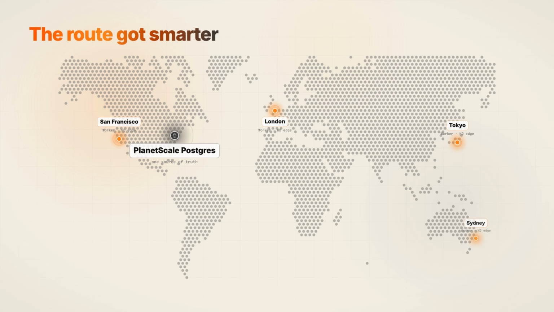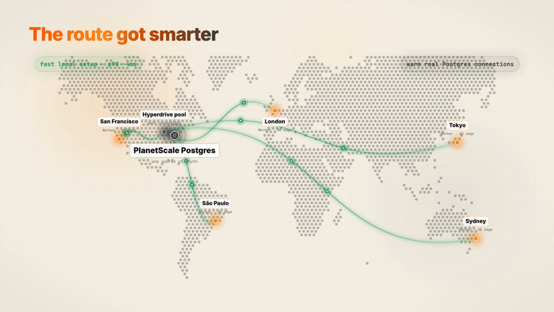2. Connection pooling. Instead of every single Worker setting up its own database connection, Hyperdrive keeps a pool of warm connections right next to your origin database. So if your database is in Virginia, Hyperdrive maintains a pool of connections in Virginia. It takes just a single round trip across Cloudflare's network to hit that pool.